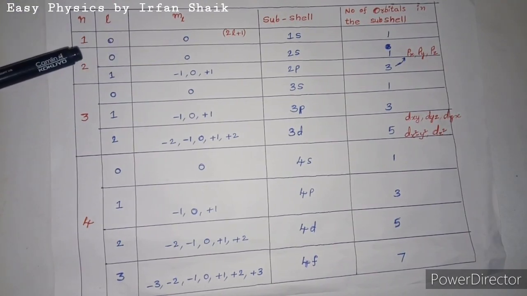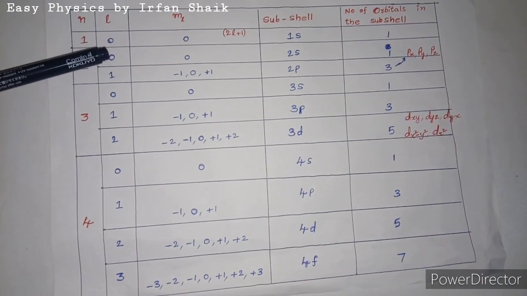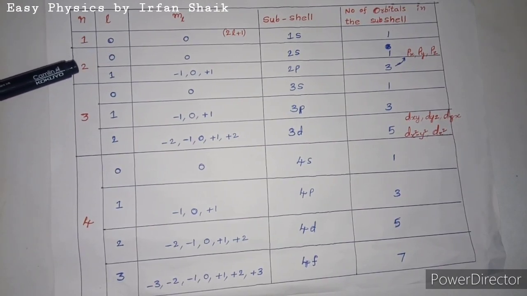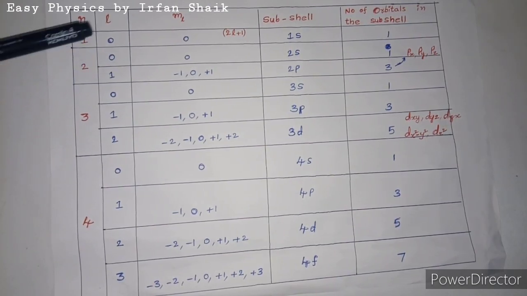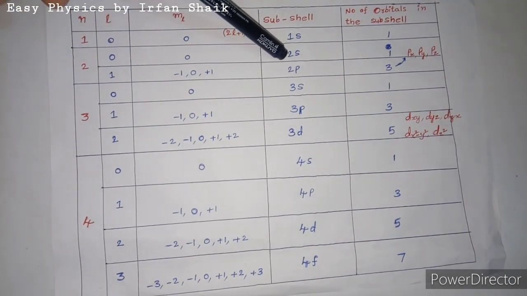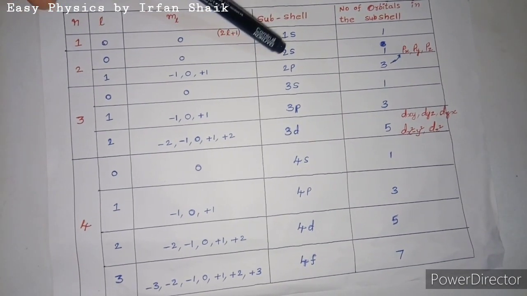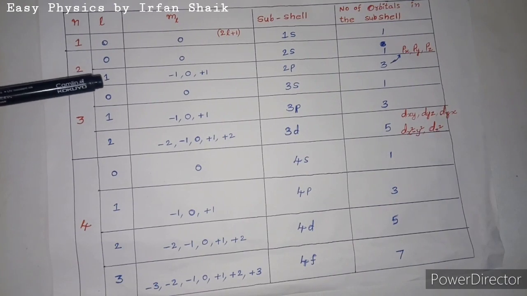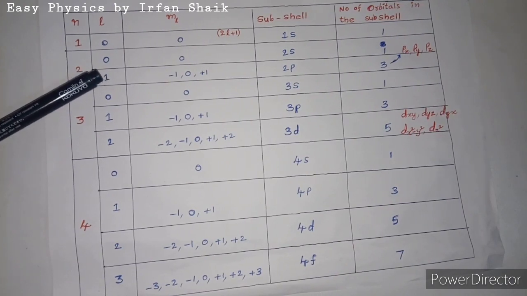We have just discussed that l equal to 0 indicates an s orbital, and this s orbital is present in the second shell. That's why this subshell is called the 2s orbital. And as discussed, for the s orbital we have only one. Let us go to the second value of l here in the second shell.